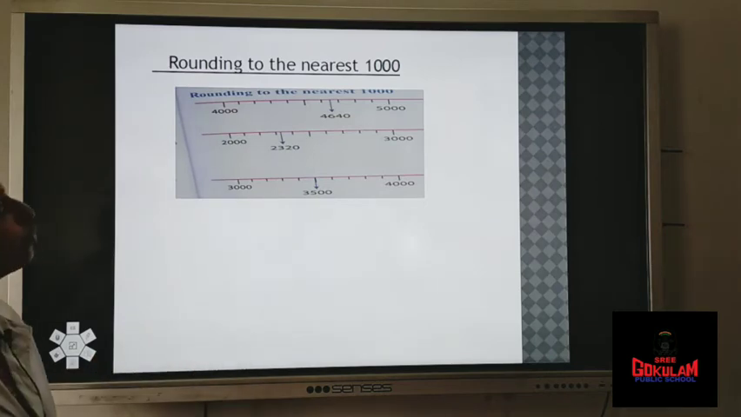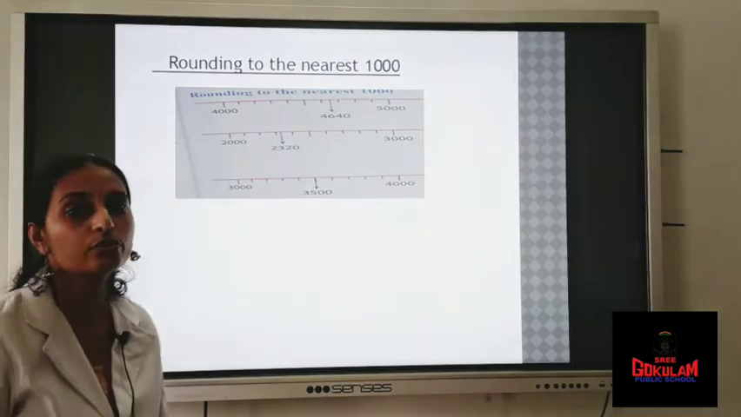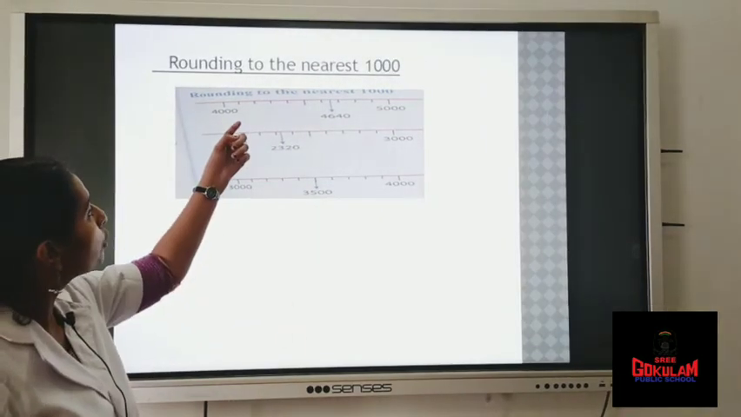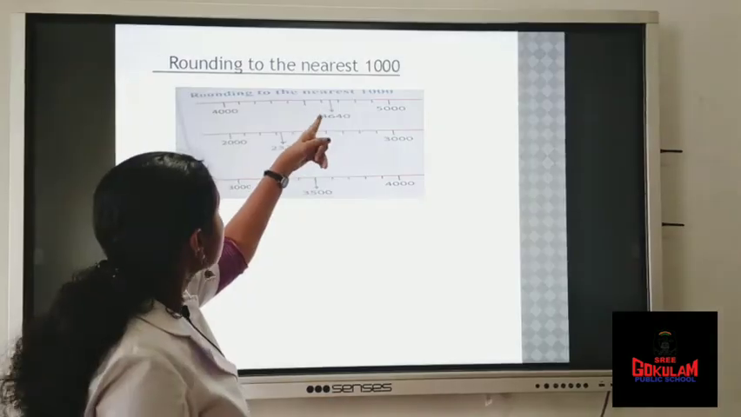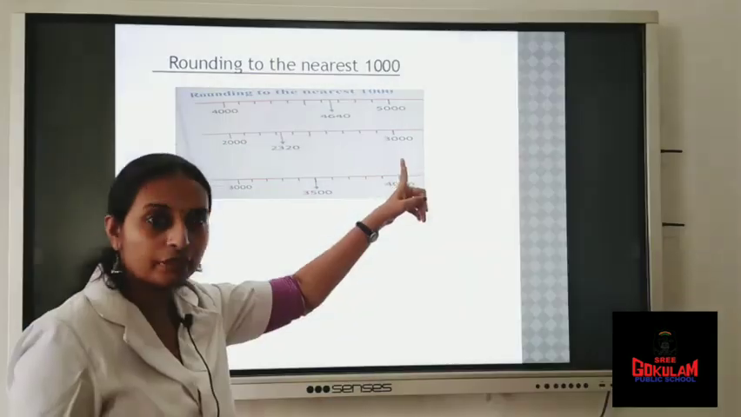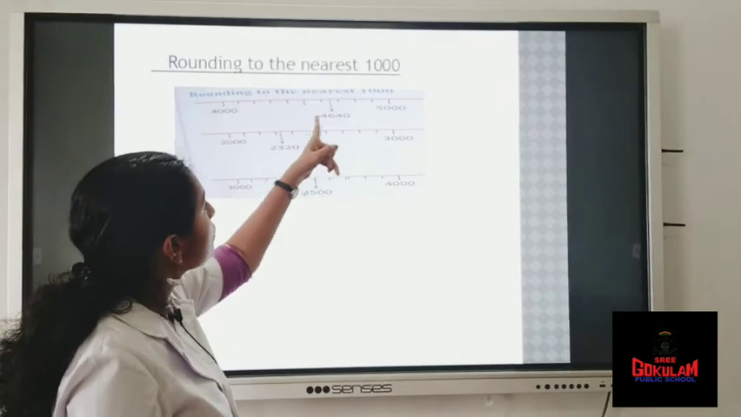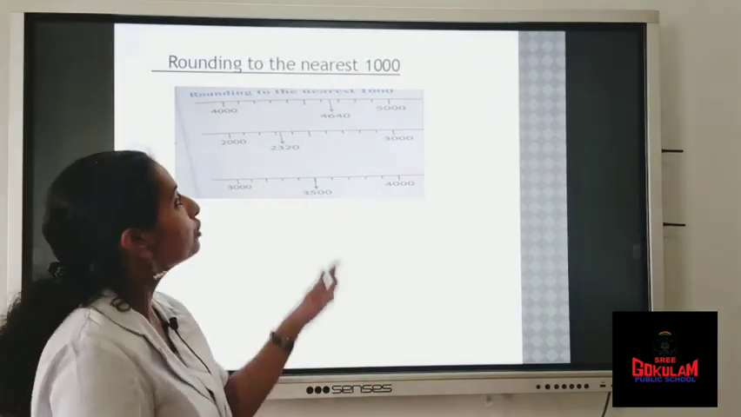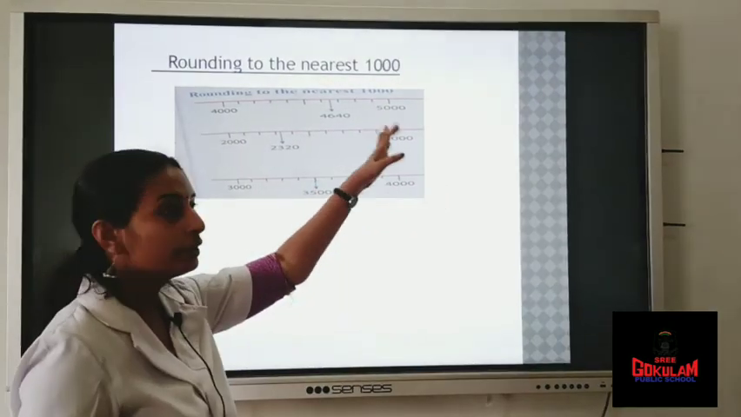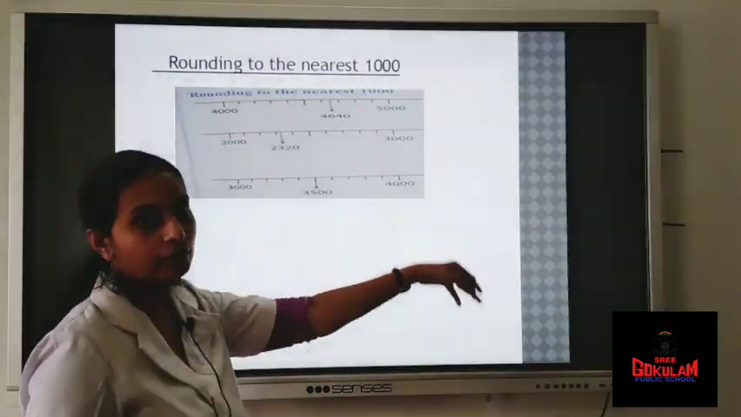Next one is rounding to the nearest 1000. So here we have an example, 4640. It is in between 4000 and 5000. But 4640 is closer to 5000. So we can round up that number to 5000.